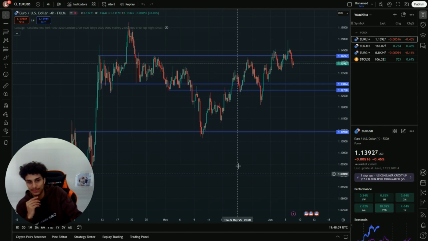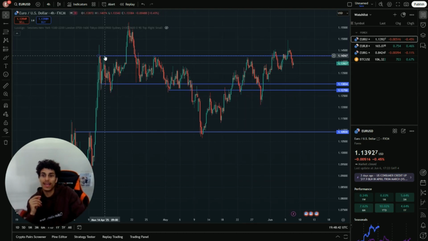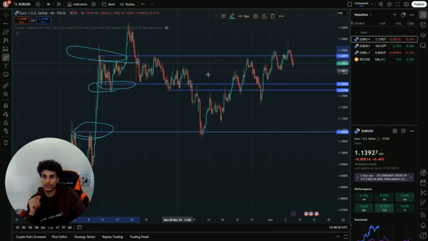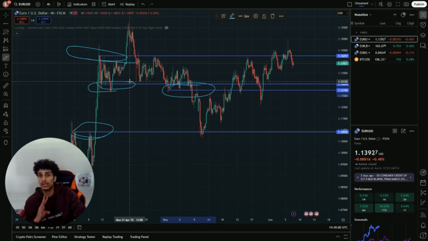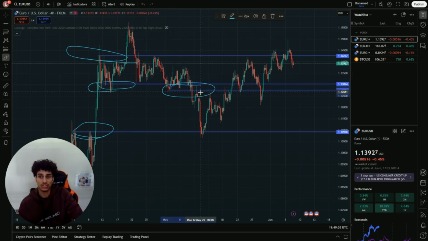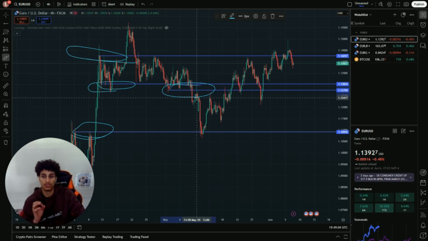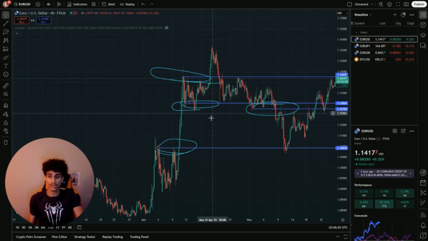Sorry about that, but let's get into this now. I went ahead and mapped out all these break of structures. We have one right here, one right here, one right here, and one right here. On just this chart alone, there are four break of structures that you could have used to potentially catch a trade or potentially catch profits, looking at break of structure.